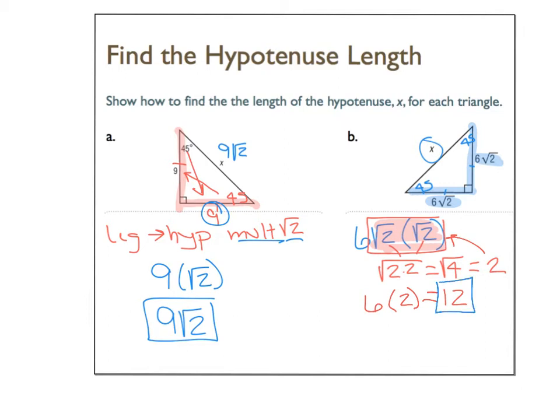And that's going to be our value of our hypotenuse, 12. All right, so again, the kind of little different thing here is dealing with the square roots. So I'm going to walk through that again.